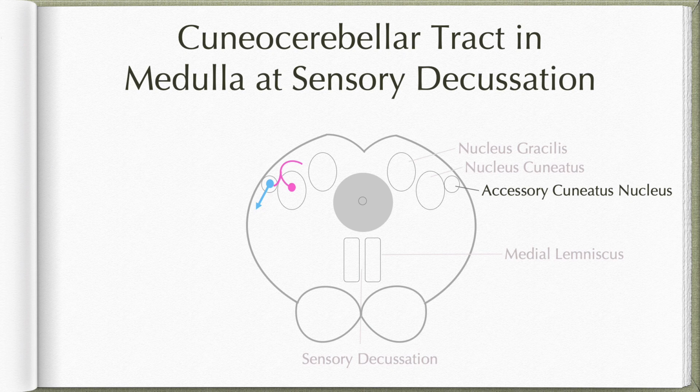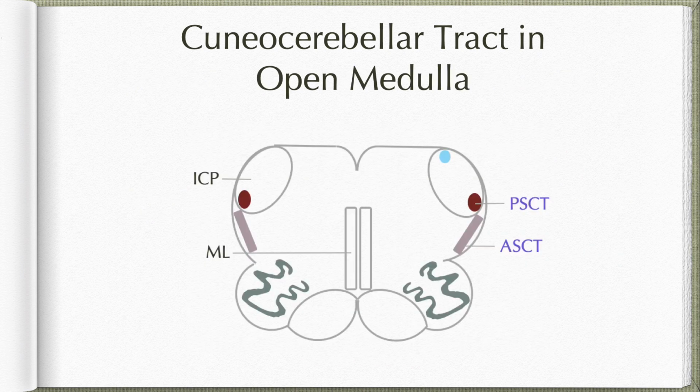Axons of that nucleus will emerge as posterior external arcuate fibers. These posterior external arcuate fibers join together to form the cuneocerebellar tract. At the level of open medulla, this cuneocerebellar tract will have joined with the inferior cerebellar peduncle, and through the inferior cerebellar peduncle, this tract will reach the cerebellum.